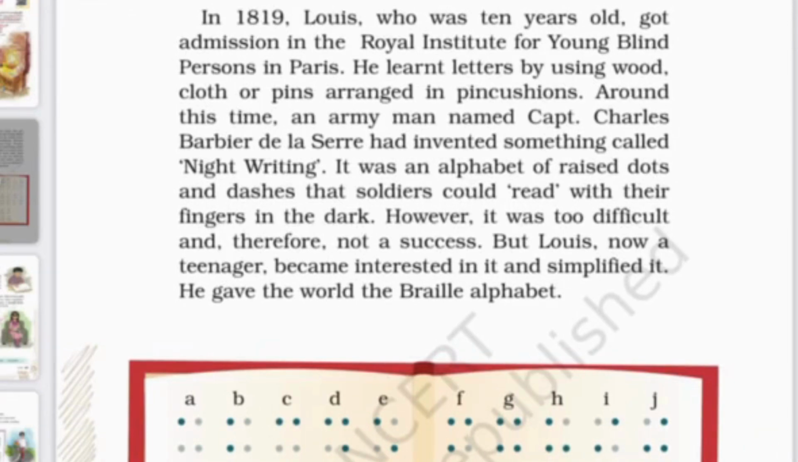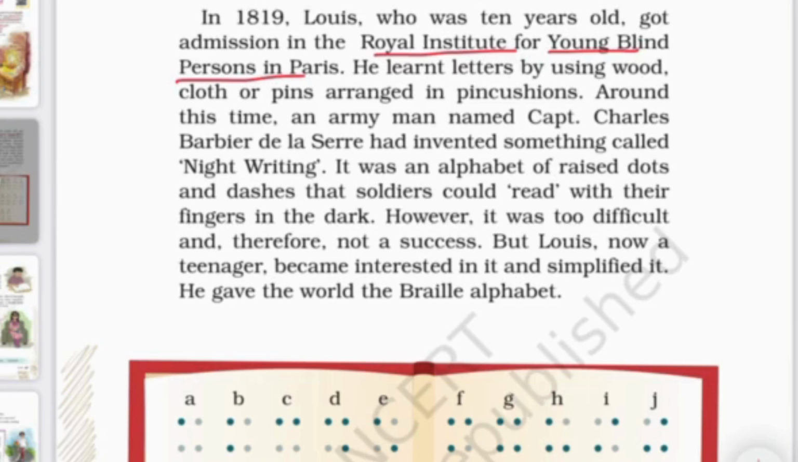In 1819, Louis, who was 10 years old, got admission in the Royal Institute for Young Blind Persons in Paris. That is a blind school.